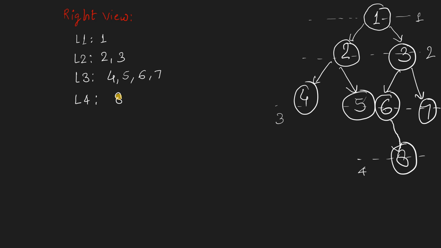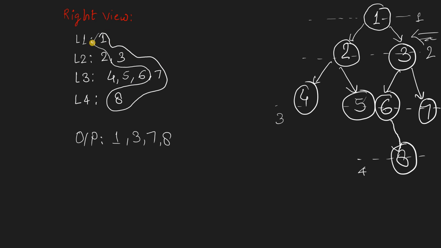Okay, so what will be the right view for this binary tree? Let's write the output here. If we see from this side, what will we see? We'll see 1, 3, 7, and 8. And if you see in this sequence, this is our right view of the binary tree. Okay, so I will write right view. Now let's also write the left view of the binary tree. So what is the left view? 1, 2, 4, and 8. And let me change again the color of the pointer.